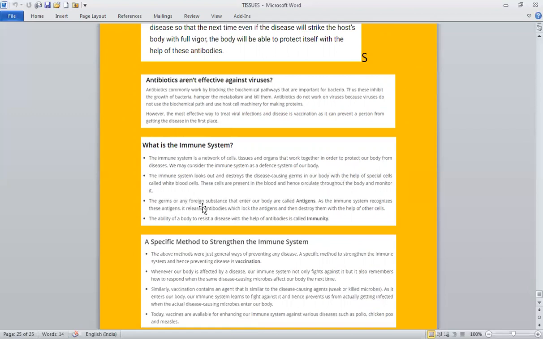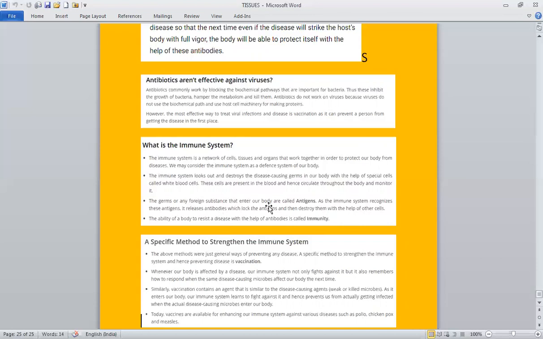When any germ or any foreign substance enters the body, they are called antigens. As the immune system recognizes these antigens, it releases antibodies which lock onto the antigens and destroy them with the help of other cells. The ability of a body to resist a disease with the help of antibodies is called immunity. Now, I think it is very clear that the ability of a body to resist disease with the help of antibodies is called immunity, and this is how our immune system works.